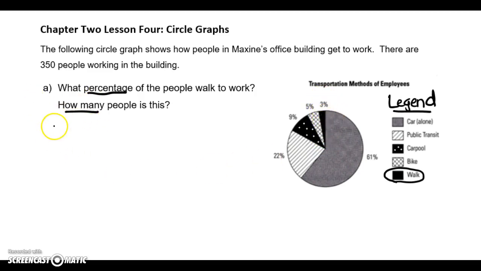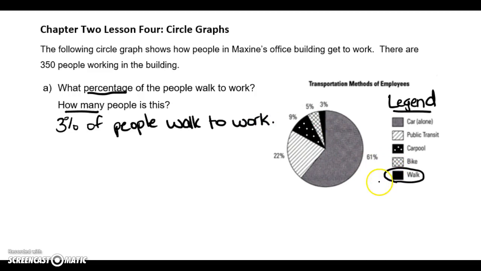So we know that 3% of people walk to work. So if we want to know how many people this is, what you're going to do is find 3% of the total population, which we know from the beginning of the question was 350 people. So to find out how many people, we're finding 3% of 350.